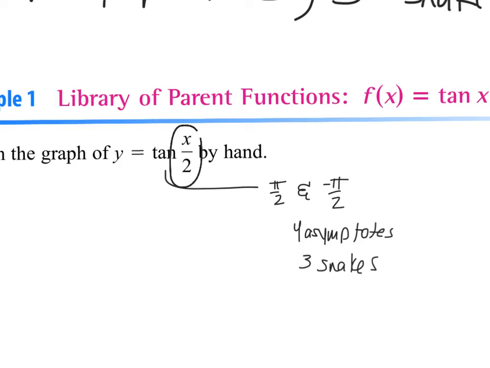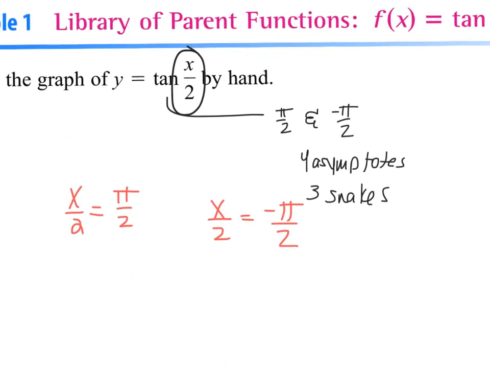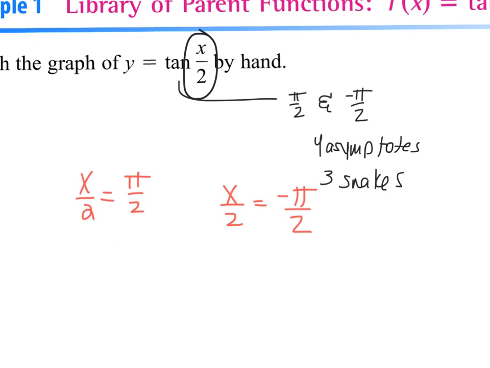Whatever is with the x, you set that equal to your parent function asymptotes. Meaning, I'm going to say, okay, x over 2 equals positive pi over 2, and x over 2 equals negative pi over 2. This is how we're finding our asymptotes. So if I were going to solve for x, can we cross multiply? Yes. If I cross multiply, I get 2 pi equals 2x, right? Divide both sides by 2. So what does x equal? Positive pi, yes?